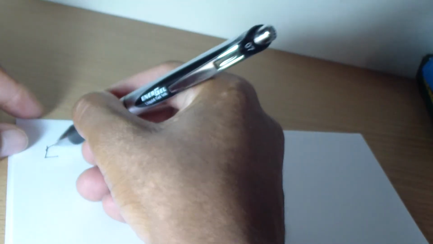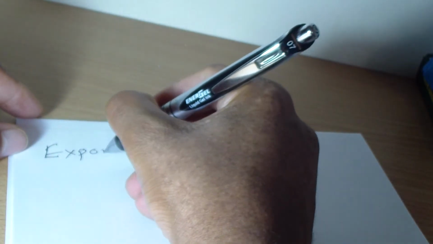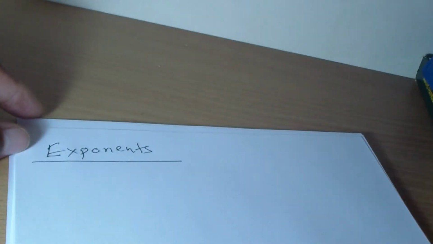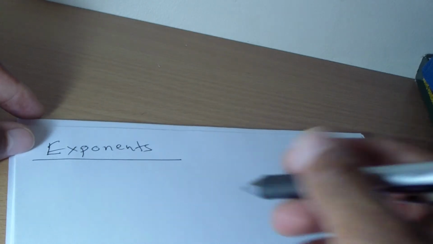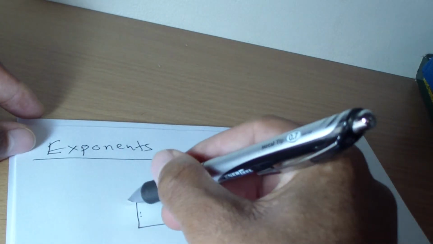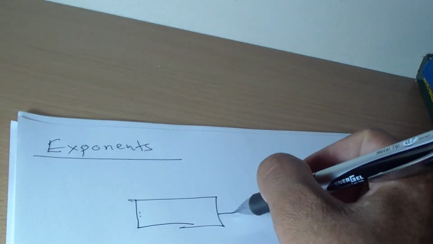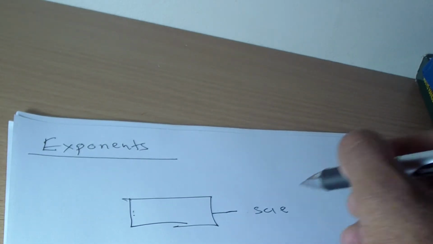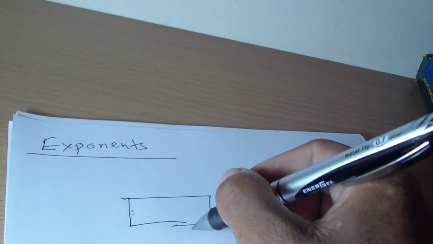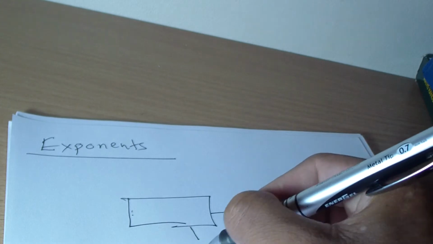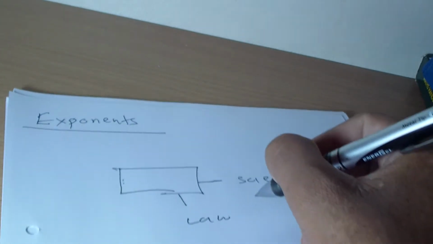Exponents. So here with exponents, there are laws that govern these exponents. To understand this topic, you should know a squared number is the product of a number times itself. When we talk about exponents, you will notice that we're also going to talk about scientific notation, and the laws of exponents, the laws that govern these exponents.